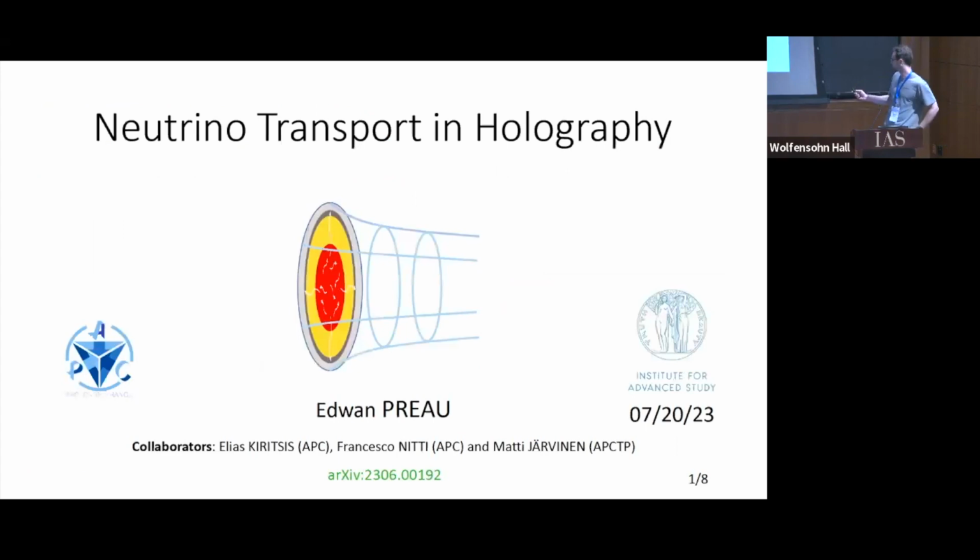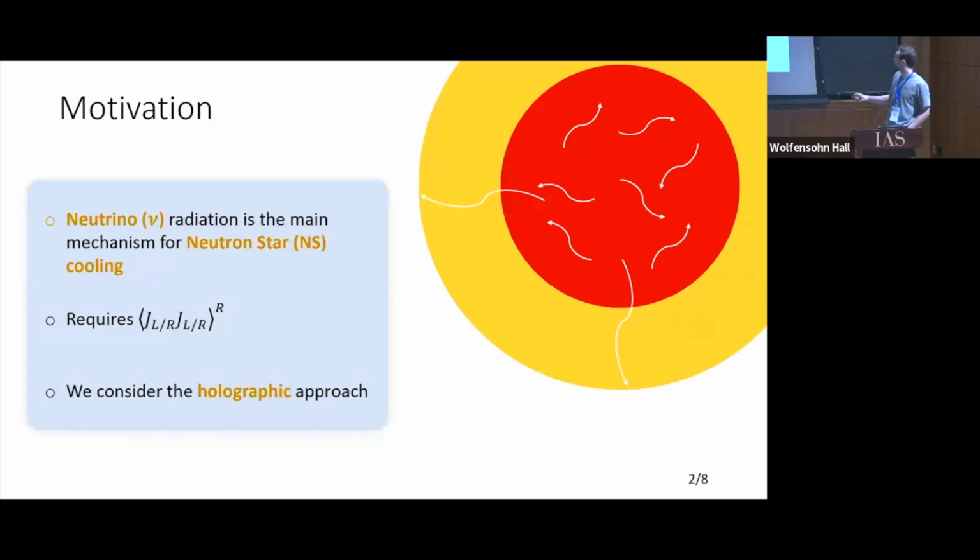All right, thank you. So I'm going to be talking about neutrino transport in holography. I'm going to start with some motivation. So the idea is that neutrino radiation is the main mechanism for neutron star cooling. And to understand it requires computing the retarded 2-point function for chiral currents in the neutron star matter. But this is a strongly coupled quantity, so you need a non-perturbative method. And in this work, we applied for the first time the holographic approach to this problem.